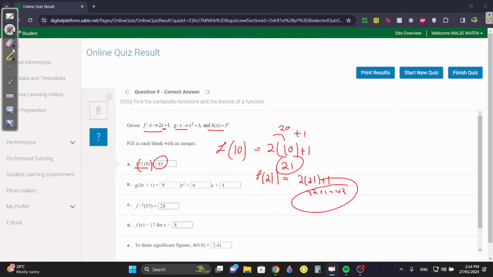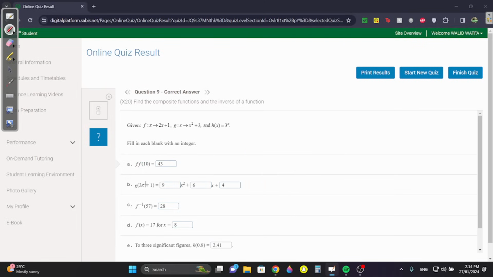That's it, 43. Part B, g of 3x plus 1. G of x is x squared plus 3. So you have to substitute x with 3x plus 1. So what will it be? 3x plus 1 squared, because we substitute x with 3x plus 1, plus 3.